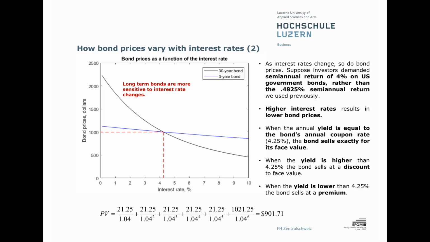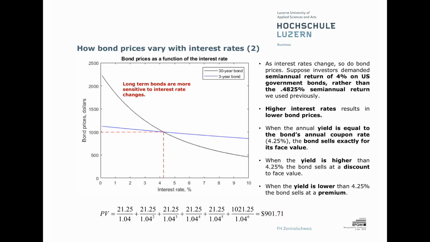This graph shows the bond price as a function of the interest rate for a 30-year bond and a 3-year bond. We immediately recognize the inverse relationship between bond prices and interest rates, since both functions are negatively sloped. Suppose investors demand a semi-annual return of 4% on US government bonds rather than the initial 0.4825%. It follows that the price of the bond has to decline.